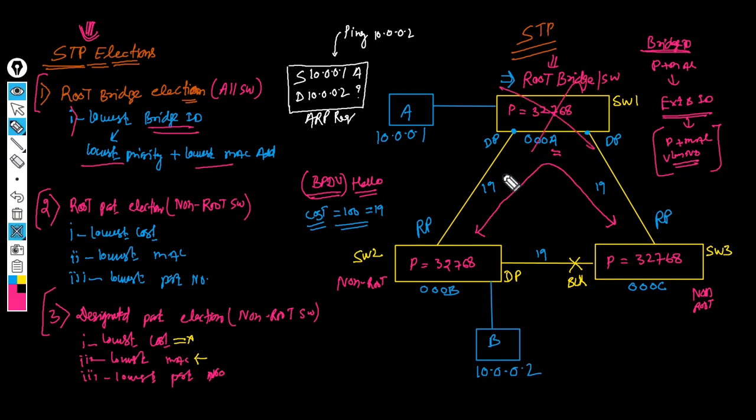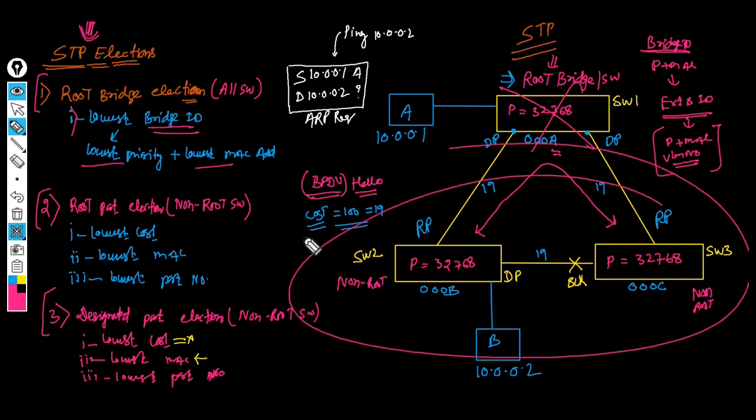And if the root switch goes down, of course, one of the switches will become the root switch. The election process will take place again, and the new root switch will be from this group only.